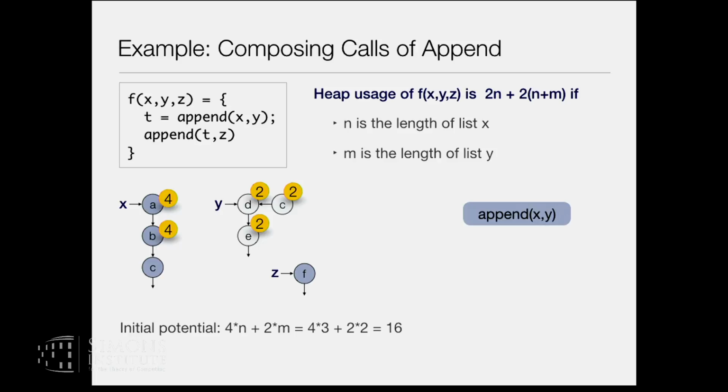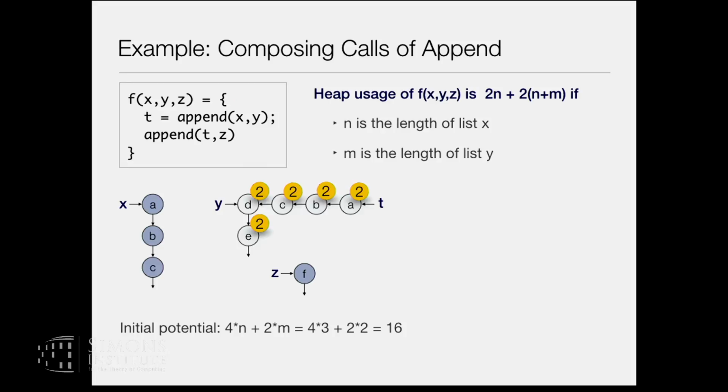we have this potential 4. So two of these potential units have to be used up to pay for the creation of this new node, and 2 are left over, and we can assign them to this new list that we create here. And we do that for the rest of the elements, and then we have this new list here, T, that is the result of the first call. And now we have a list where we have two potential units per element in the list.